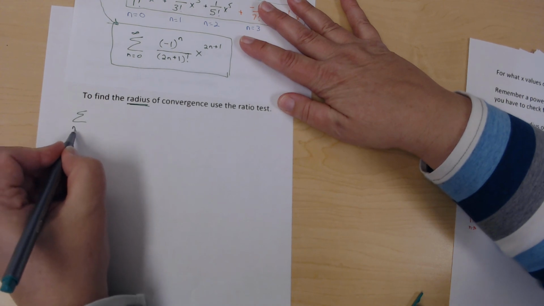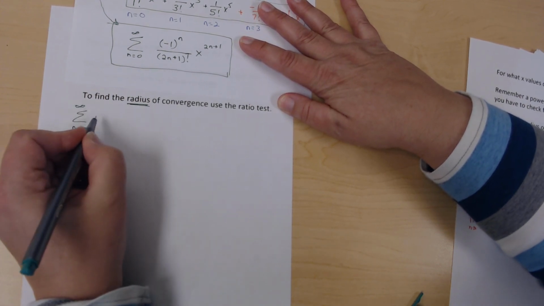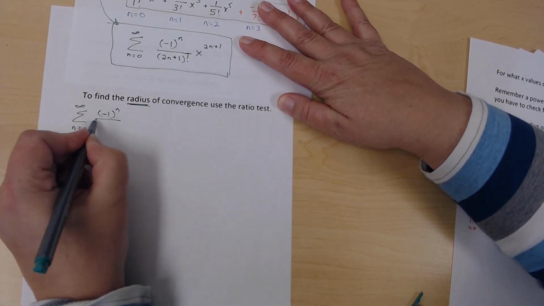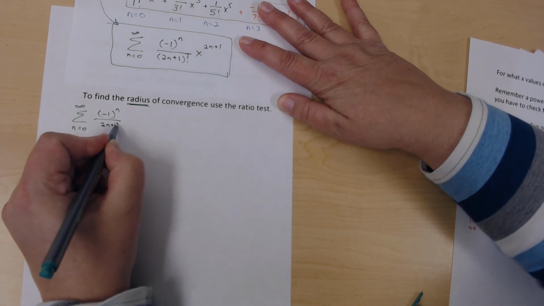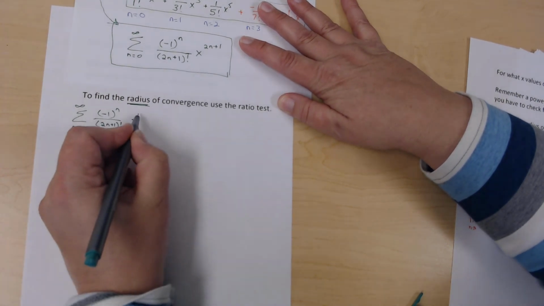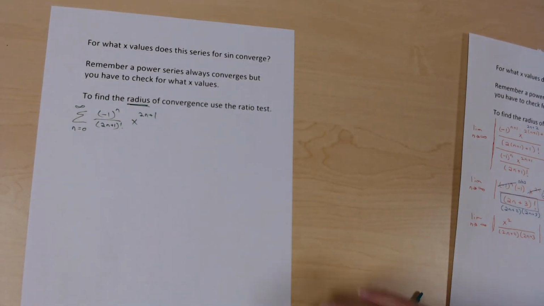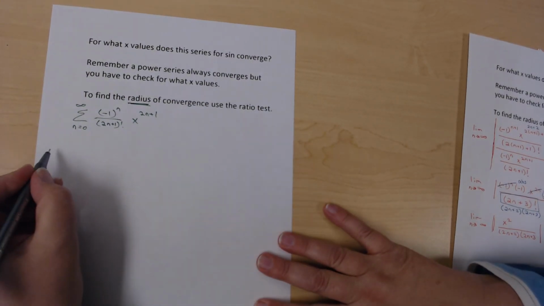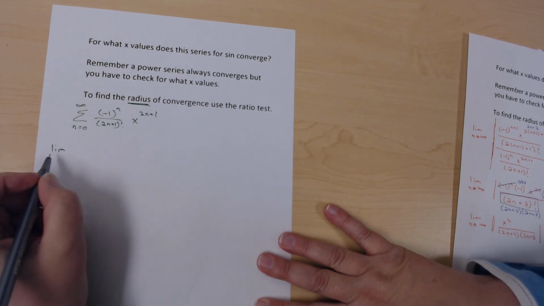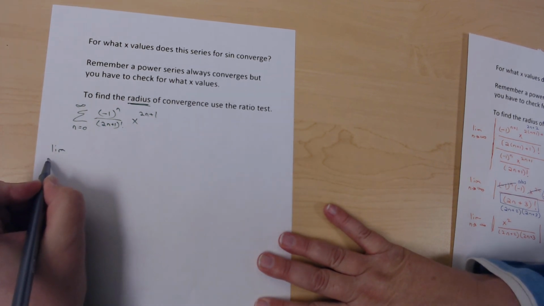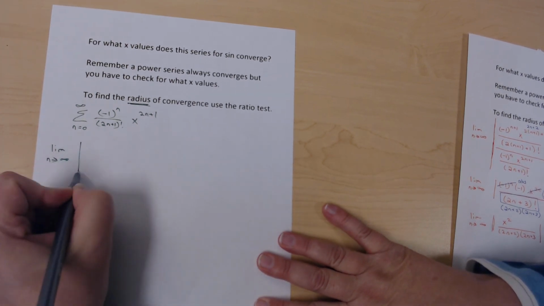We want to see when this power series converges, okay? And the easiest way to do that, x to the 2n plus 1. It gets a little messy, but the easiest way to do that is the ratio test. So the limit, we had to do limit in our last section, right? The limit as n approaches infinity, absolute value.